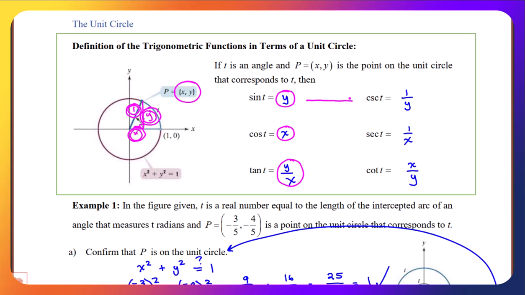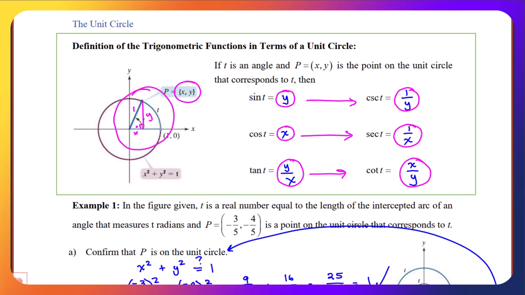These are rearranged in a way that these are the reciprocals. So you flip over y over 1, you flip over x over 1, and you flip over y over x. Then I hope you see that because this is a right triangle, a squared plus b squared equals c squared, and that's where this comes from.